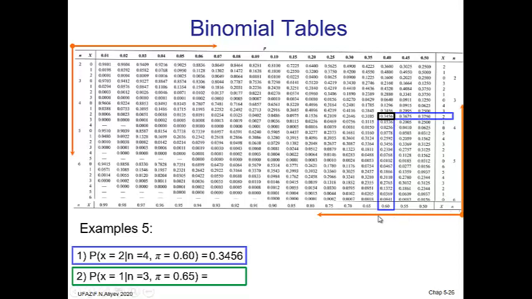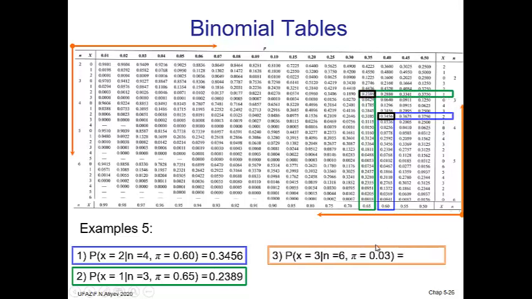That's the answer. Next, π = 0.65, n = 3, x = 1. Again this direction because π is more than 0.15. Yes, and 3, x = 1, correct. Next here π is 0.03, so we use this direction, 0.03 here, and 6 and x = 3, and 6, x = 3. Okay, the answer is this number.